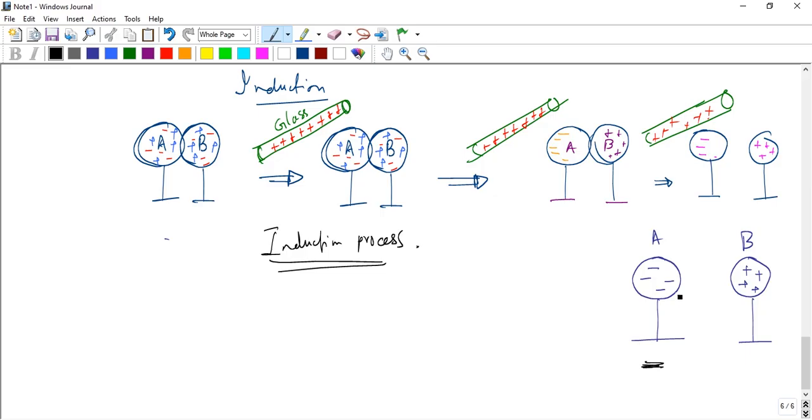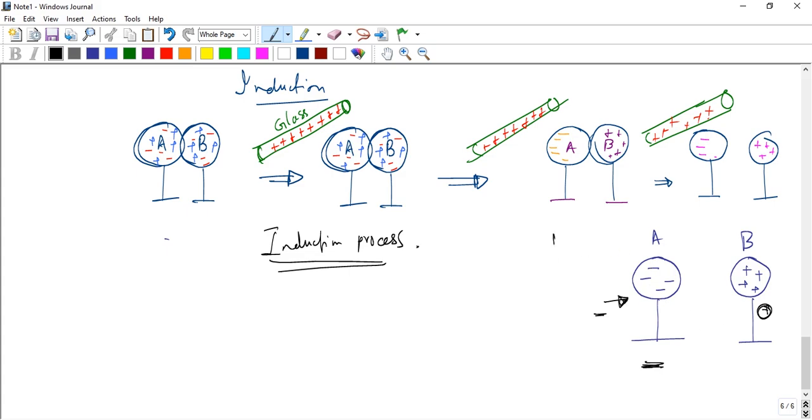Okay, some A or B is a positive. A object and B object: A object gets some induced negative charge here, and B object gets some induced positive charge. So that's why this process is called induction.